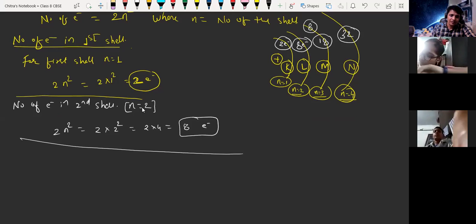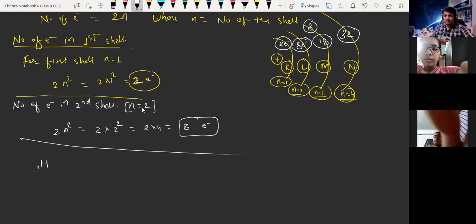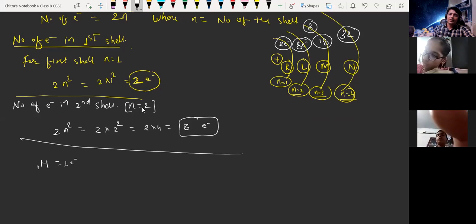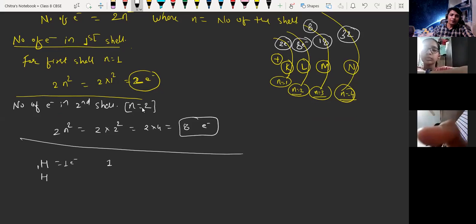Hydrogen. What is the atomic number of hydrogen? It is 1. That means hydrogen contains only 1 electron. So its electronic configuration will be 1. That's all, we have to write only 1. Now we have helium. Helium has atomic number 2, so it contains only 2 electrons. So its electronic configuration will be 2.